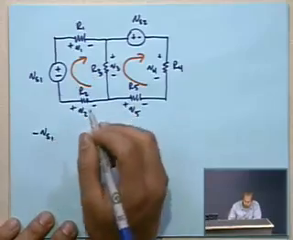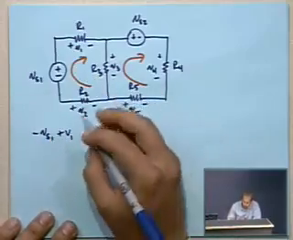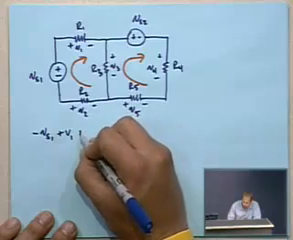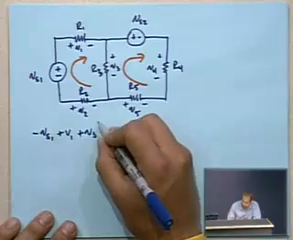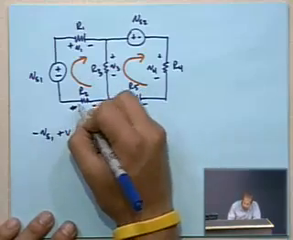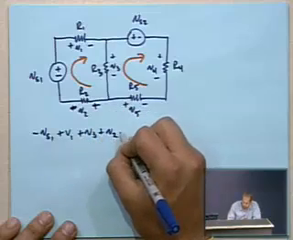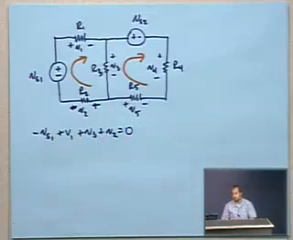So going around the first loop, we run into the negative terminal of the voltage source, so the negative VS1. We run into V1, then V3, and then we actually run into the negative terminal. Oh, no, I defined this wrong. That's negative, that's the positive terminal. Plus V2. KVL says that equals 0.